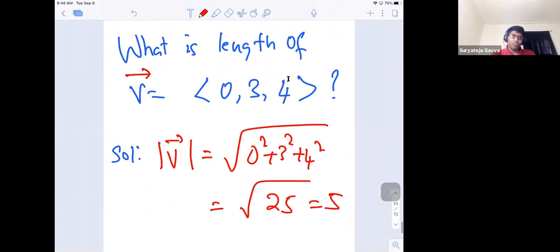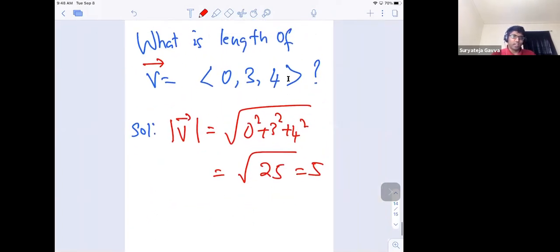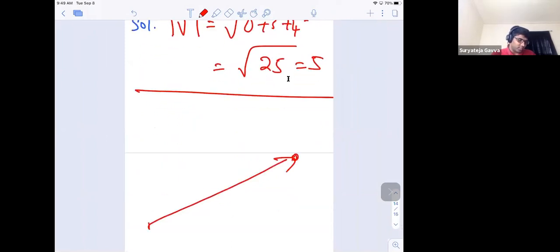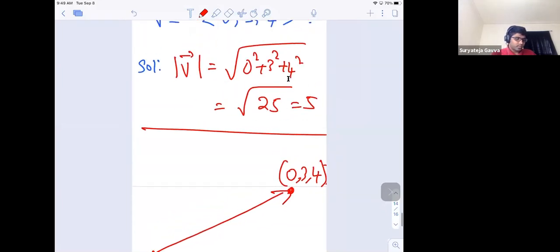Okay, that's it. So if you want to find a length, take the components, square them up and add them up. So this is just coming from the distance formula. These 0, 3, 4 are the coordinates. So if this is the origin, this would be 0, 3, 4. So that's why the length would be the sum of the squares of these coordinates. Okay, so that's the length.